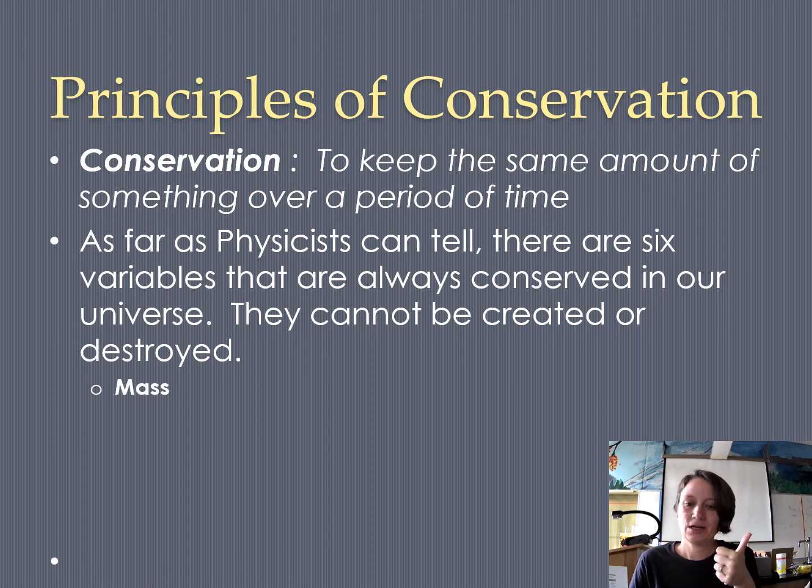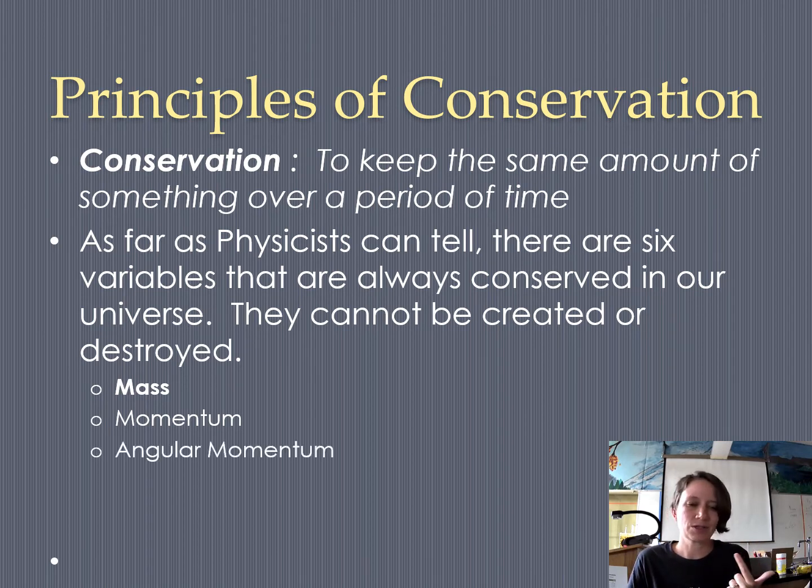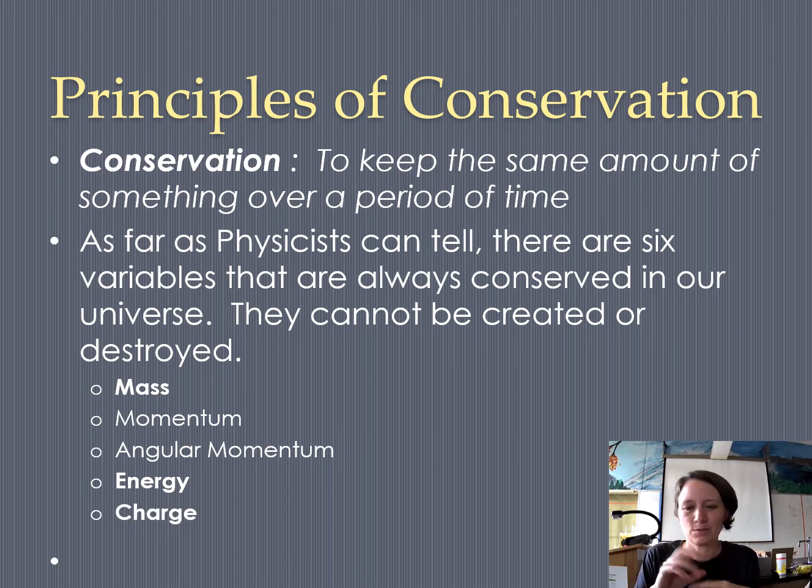Those 6 things are, number 1, mass. So all of the mass of the universe is never changing. We've always had it, and we always will. A variable called momentum, which you may have heard that word before, but momentum is also conserved. Another variable called angular momentum, which has to do with spinning objects. Energy, so energy is also conserved. Something called charge, which happens inside of atoms. We have electrons and protons, and the charge of those things is conserved. And then also the spin of subatomic particles. So those are the only 6 things that are conserved.